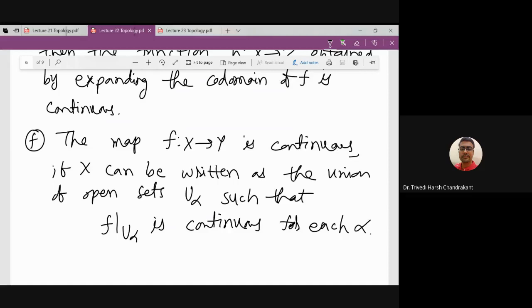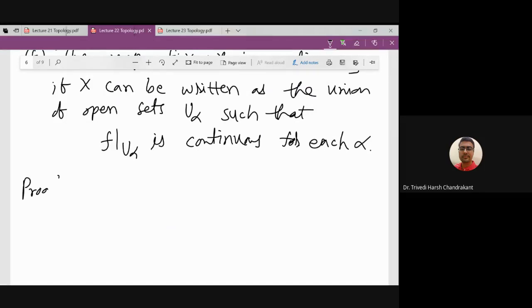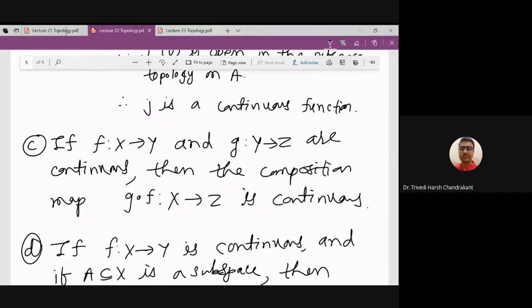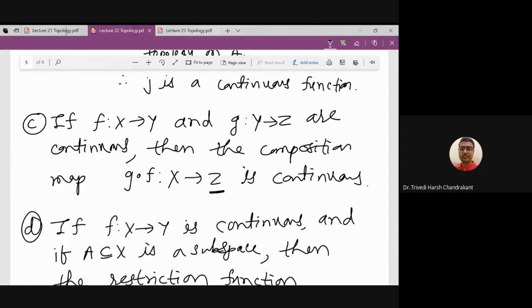Okay. So let us try to prove all these results one by one. So the first statement is that the composition function is continuous. We know that f is continuous and g is continuous, and we want to show that g composition f is continuous. So what we will do is take any open set in Z, take the inverse image under this map, and show that it is open.